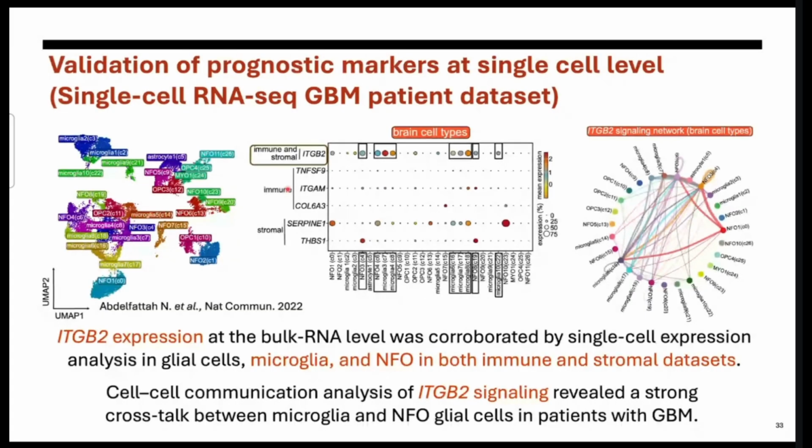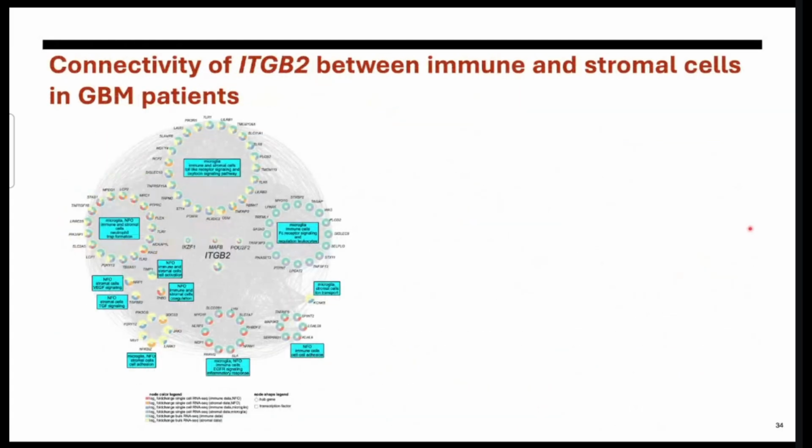And we also looked into the ITGB2 signaling network, how this is communicating between the glial cells like microglia and NFO. We saw strong communication pathway links between microglia and NFO, which is contributing to tumorigenesis. And then finally, we also looked into how this particular gene is connected with various genes and what are the molecular pathways which are regulated in stromal cells and immune cells.